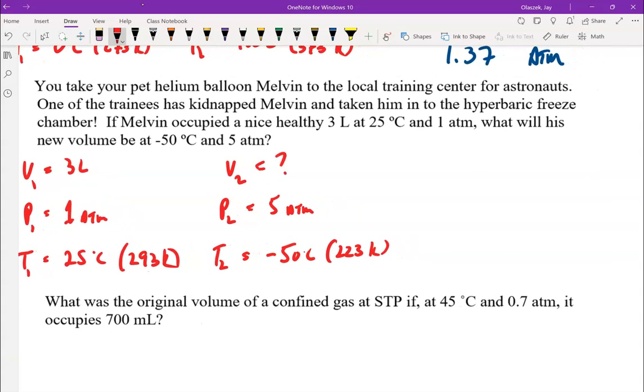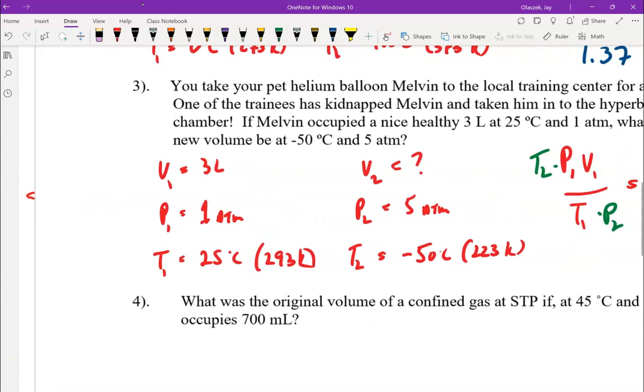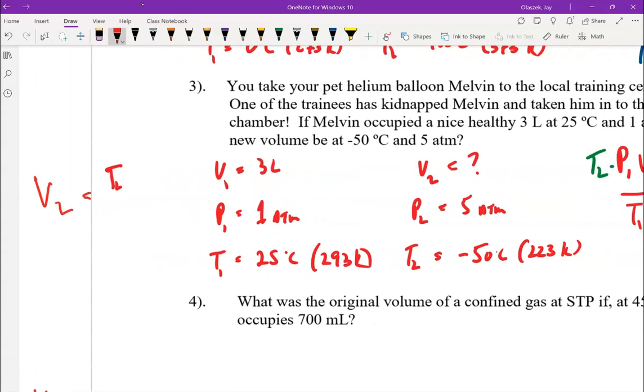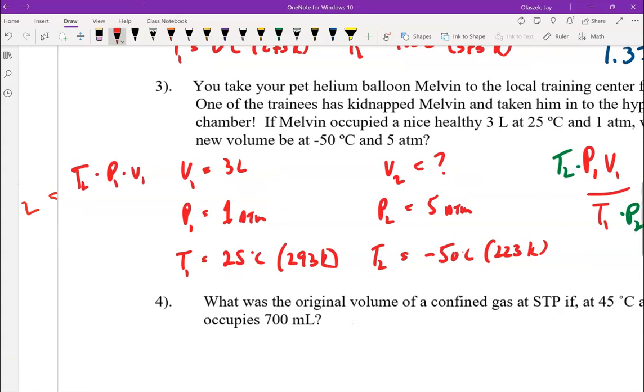So I'm trying to find V2. If we know P1 times V1 over T1 equals P2 times V2 over T2, I want to get V2 by itself. That means I got to divide both sides by P2. That gets rid of it over here. Now we're going to multiply both sides by T2, and that gets rid of it over here. That means V2 is equal to T2 times P1 times V1 over T1 times P2. So what I'm going to do is I'm going to write this here. T2 times P1 times V1 over T1 times P2.